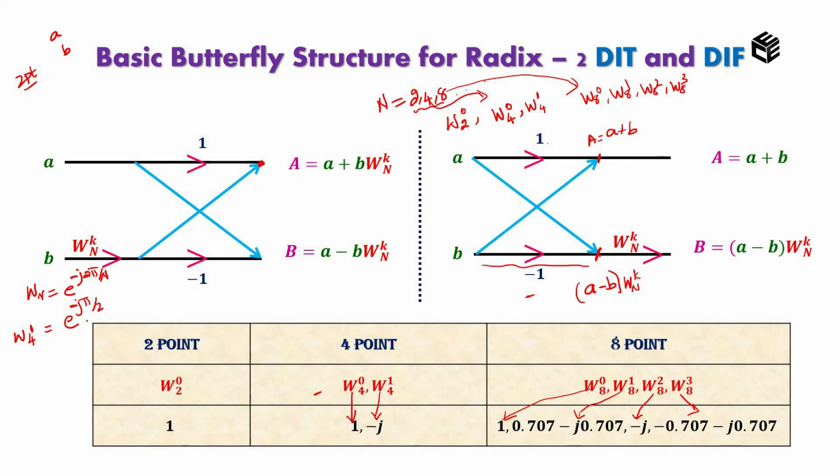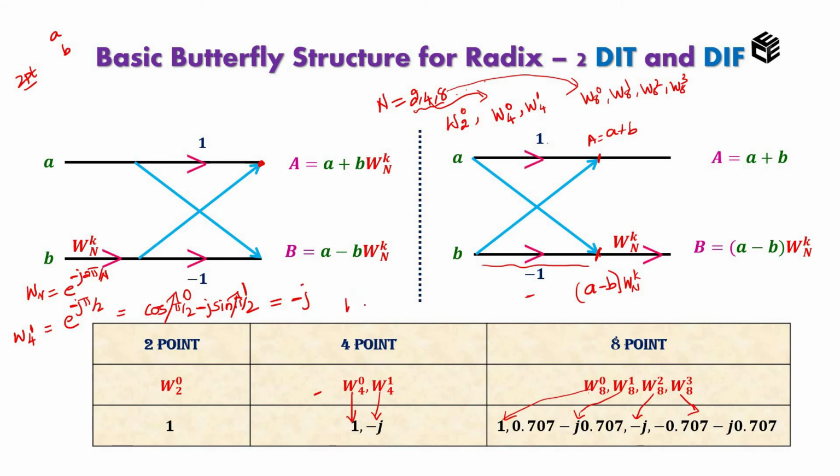If I apply the value of n as 4, I will get e power minus j pi by 2, which is equal to cos pi by 2 minus j sin pi by 2. Cos pi by 2, the value is 0, and minus j sin pi by 2. Sin pi by 2, the value is 1. I will get the answer as minus j.